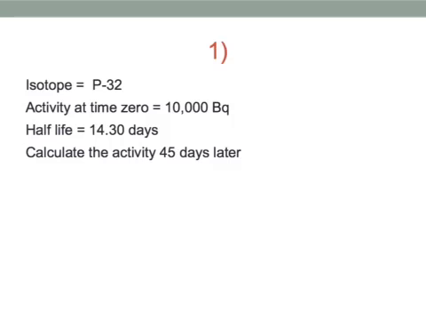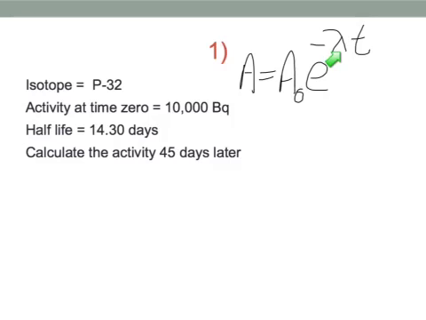So the equation to use for this is the activity equation, where activity at any time equals the initial activity at time 0 times e to the power of minus lambda t, where lambda is the decay constant, also equivalent to the probability of decay per unit time when the time is very, very short.